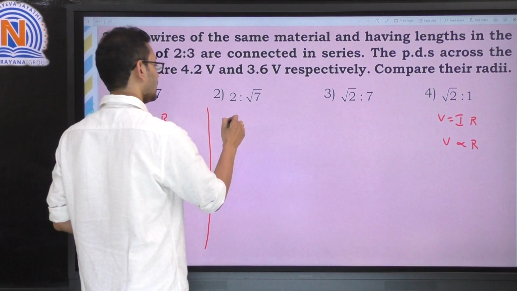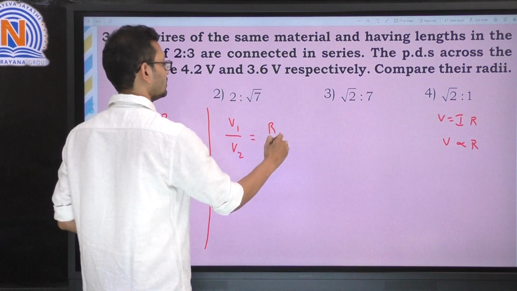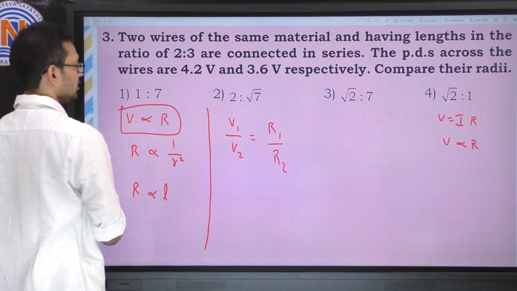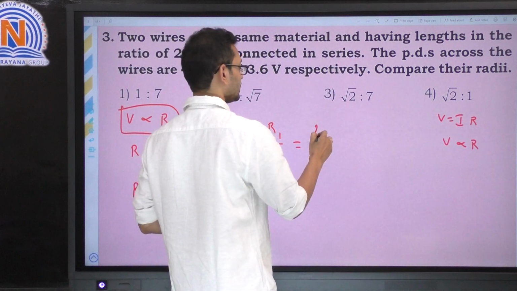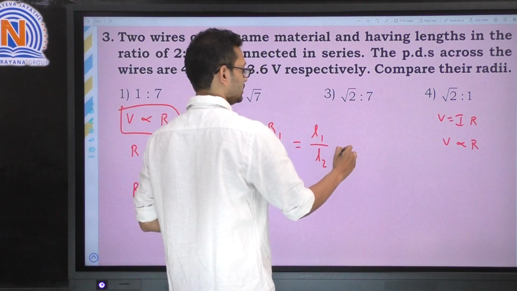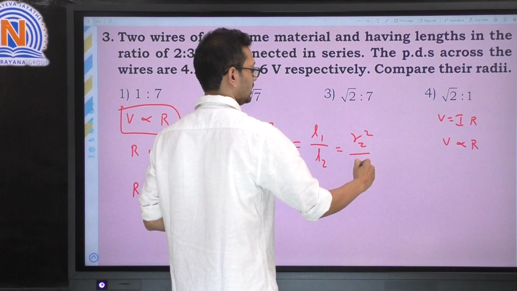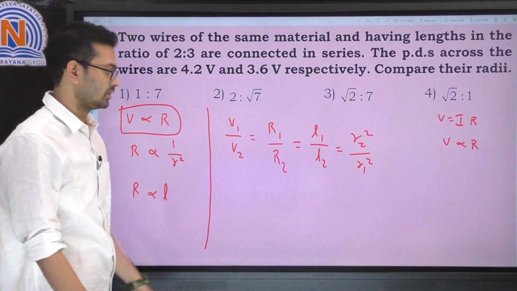I want the ratio of V1 by V2, which is equal to R1 by R2, because V is directly proportional to R. So if I substitute it, I would be getting L1 by L2 equals R2 square by R1 square. That R is the radius up there.